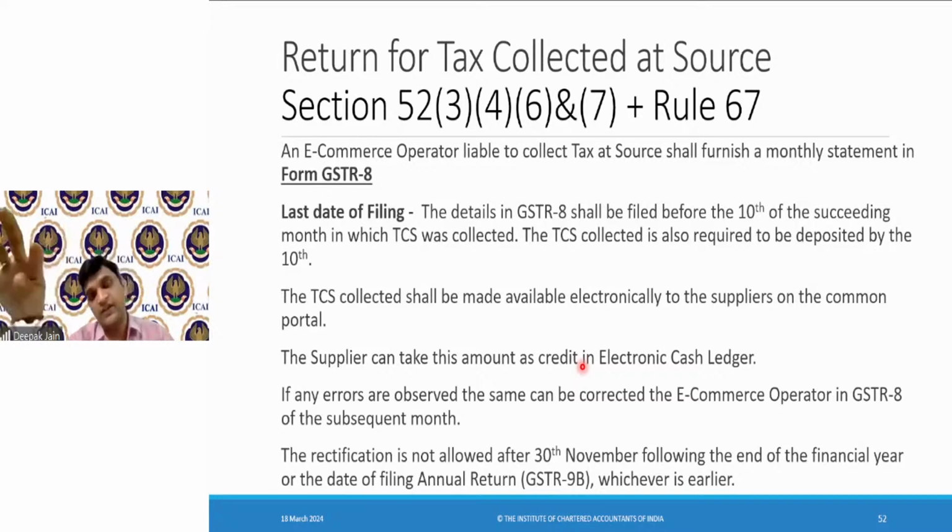Then this rectification is not allowed beyond the time limit of 30th November or the date of filing annual return, whichever is earlier. So practically it is 30th November itself. After 30th November, they cannot do any amendment in the GSTR 8. Simple.